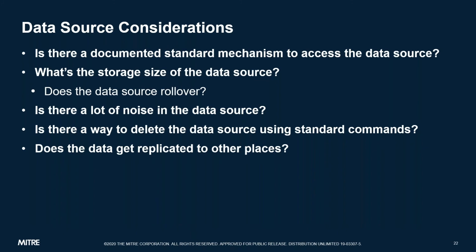So some considerations when you're looking at these data sources are, is there a documented standard mechanism for accessing this data source, or is it something that I'm going to have to write my own collector for? What's the storage size of the data source? That's important because it may roll over on itself, especially for low-level embedded devices that may not have that much storage capacity. Is there a lot of noise in the data source? If there's a configuration change made, is it just going to get lost in all the other events that are created?